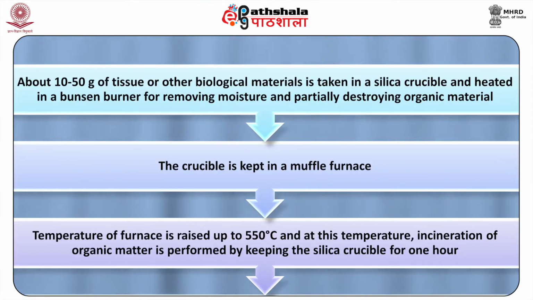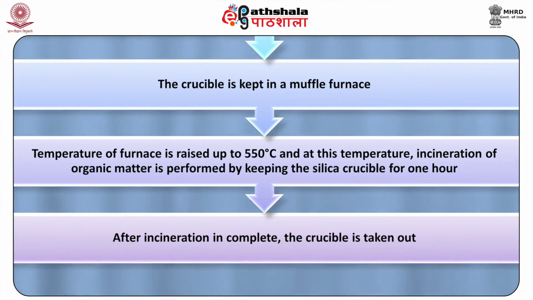In this process, about 10 to 50 gram of the tissue or other biological material is taken in a silica crucible and heated in a Bunsen flame for removing the moisture and partially destroying the organic material. Then the crucible is kept in a muffle furnace. The temperature of the furnace is raised up to 550 degrees centigrade, and at this temperature the incineration of the organic matter is performed by keeping the silica crucible for about an hour. After incineration is complete, the crucible is then taken out.